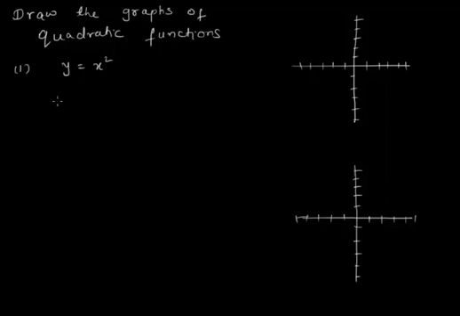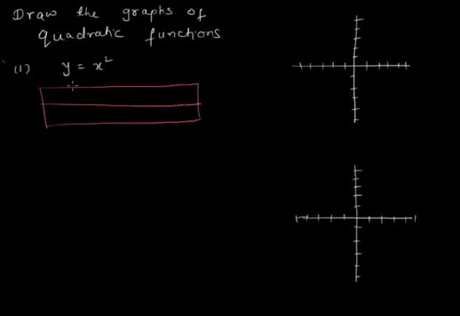Let's learn to draw the graphs of the quadratic function. Suppose we have y equals x squared. The first method which we learn to make the graph of the quadratic function is by making the table. We assume some values of x, and corresponding to those values of x we obtain the values of y. We plot the values of x, we plot the values of y.